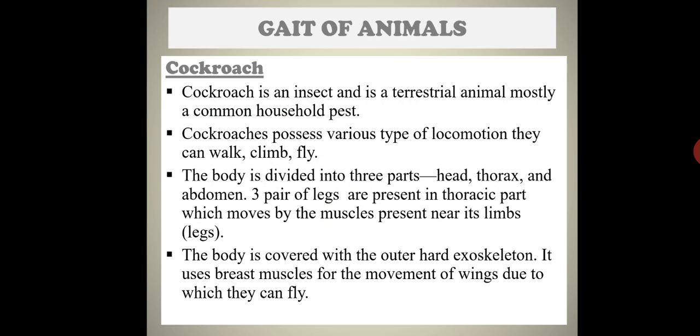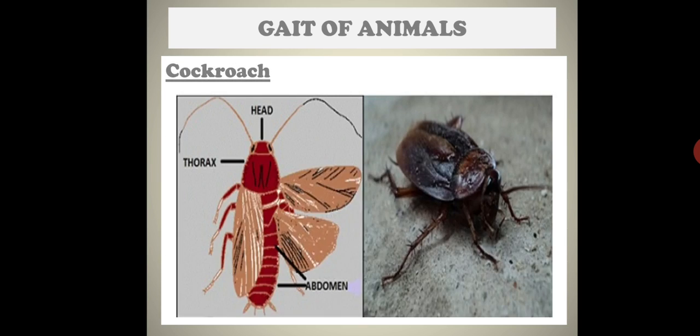The body is covered with an outer hard exoskeleton. It is not as hard as our bone, but it is hard. It uses breast muscles, the muscles present on its chest, for the movement of wings. That is the muscle contraction. So the wings come together, and then they relax and the wings move. By that type of movement they are able to fly.